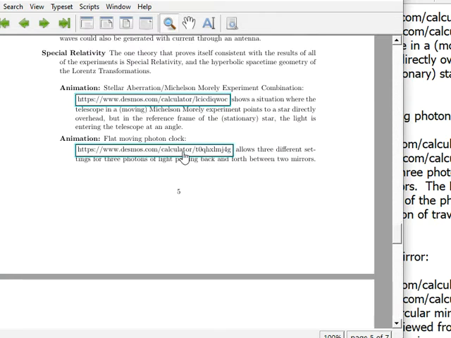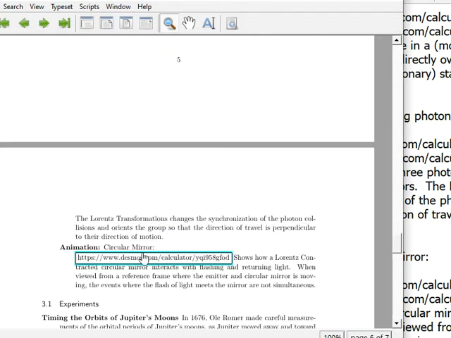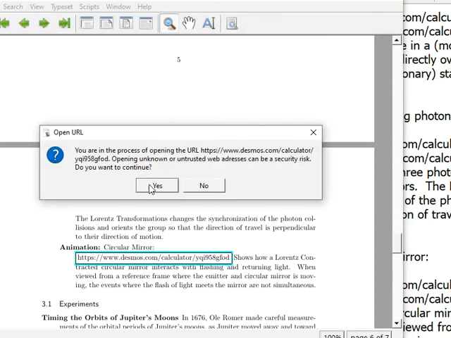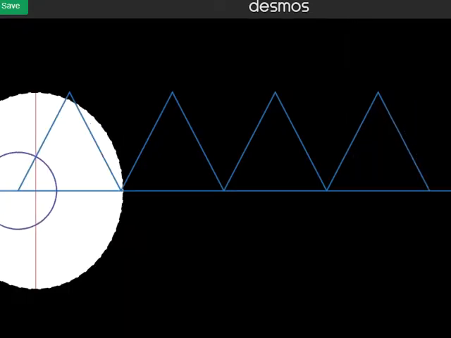And the first one, I think, I'm going to go straight to this one first. The circular mirror shows how a Lorentz contracted circular mirror interacts with flashing and returning light. When viewed from a reference frame where the emitter and circular mirror is moving, the events where the flash of light meets the mirror are not simultaneous. So let's go ahead and look at that. Okay, and here's the animation here.